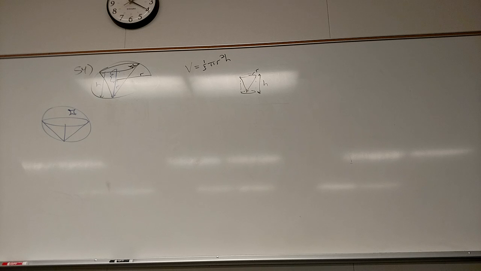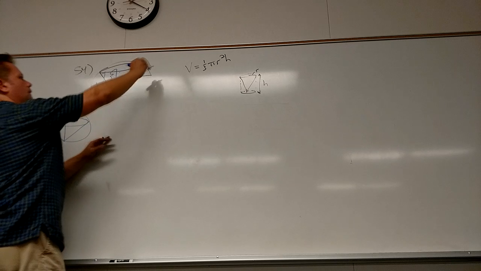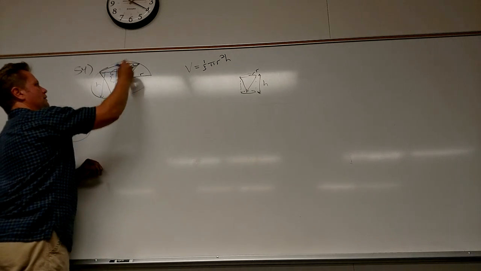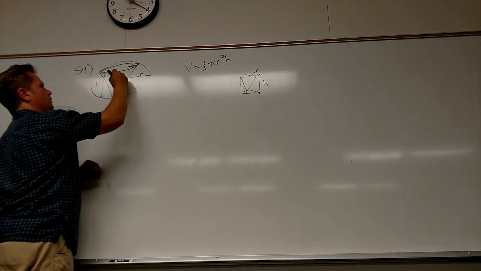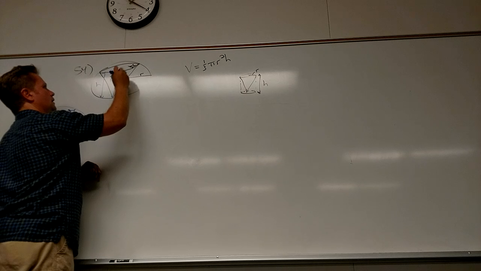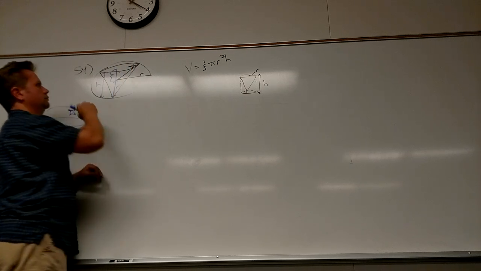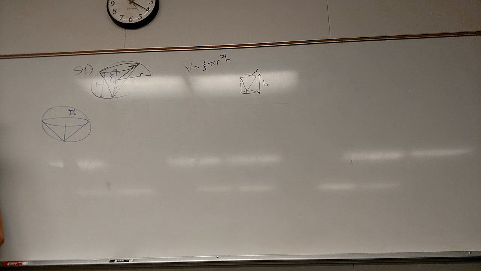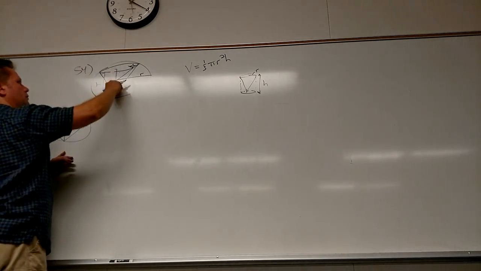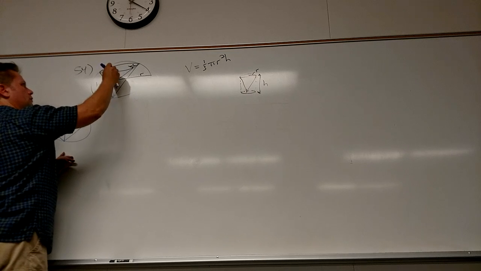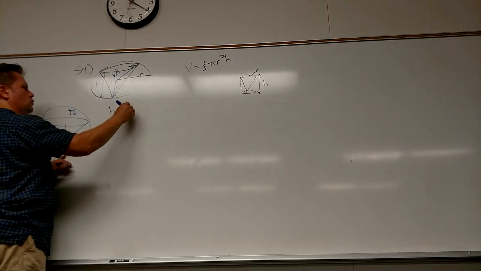Okay. So, let me see. If I draw in another radius, let's just draw in another radius and see what that does for us. So let's call this little element, this little piece y. So the h is y plus r.